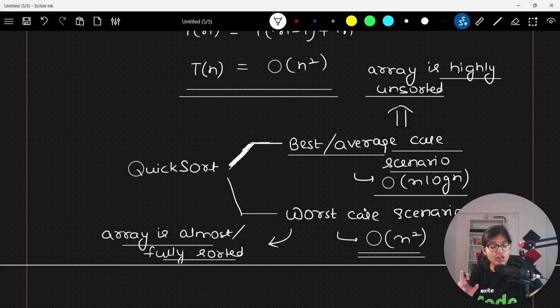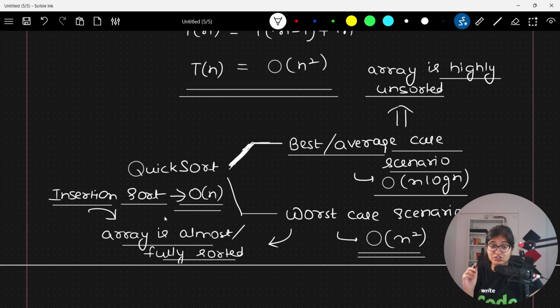When the array is almost or fully sorted, never ever go for quick sort. It would be better, when this kind of scenario happens, to go for insertion sort. In the session on insertion sort, I already talked about that insertion sort will give us, in that case, big O of n time complexity, which is way faster compared to quick sort or merge sort, right? So these are the scenarios, and depending upon the scenario, you should know which particular sorting algorithm you should go for.